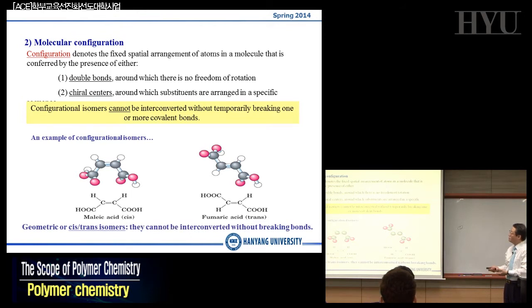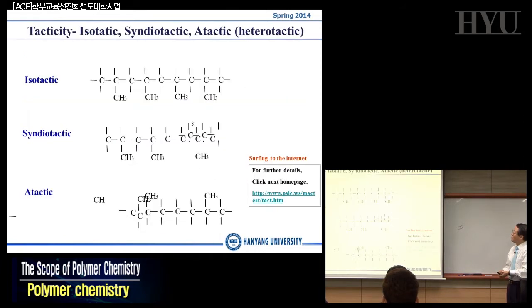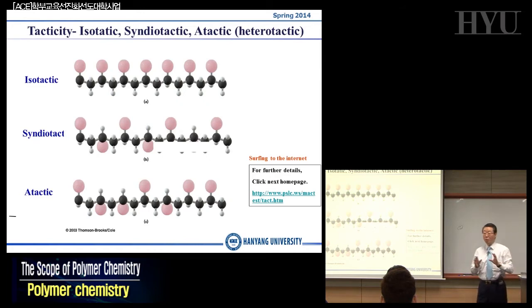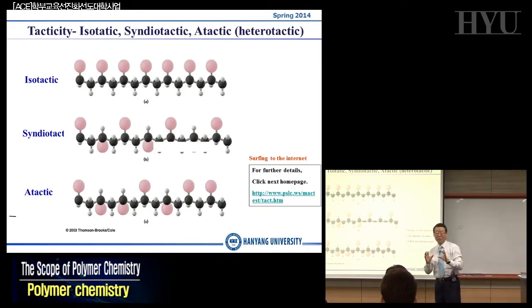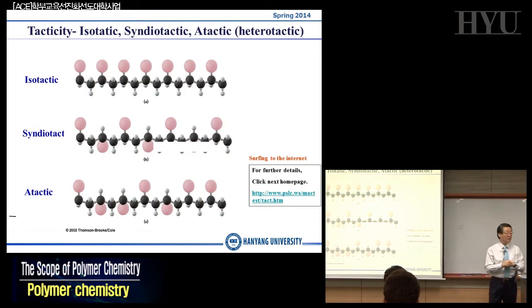So for configuration, one of the examples is the cis and trans isomer. It cannot be interconvertible. But in the case of the polymeric system, we have a slightly different isomeric system, which we call tacticity. Conformation or configuration will give you some idea of your low molecular components or organic components. But in the case of polymeric systems, we have a different term, which is called tacticity.